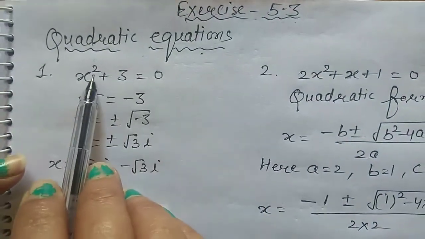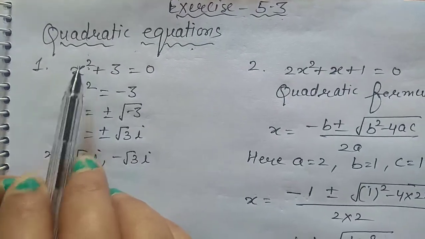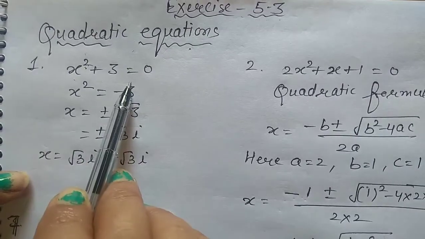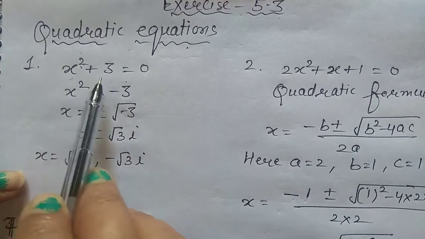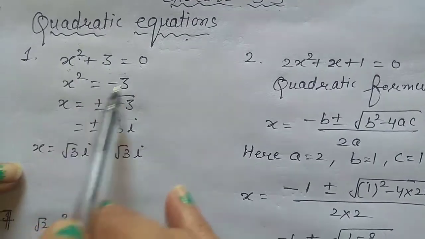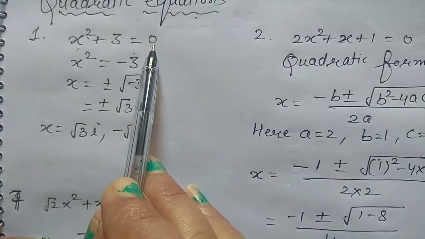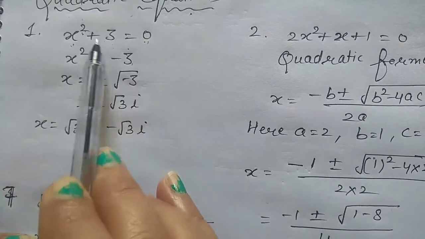We know that an equation whose highest power is 2, whose variable power is 2, whose degree is 2, is a quadratic equation. So in the first question, x square plus 3 is equal to 0 is given, and we have to find the value of x. So if x square plus 3 is equal to 0, we take 3 to the right hand side, and it will be minus 3.